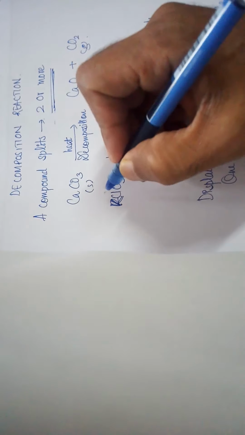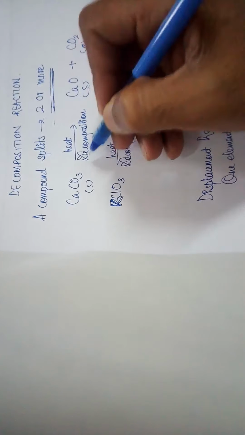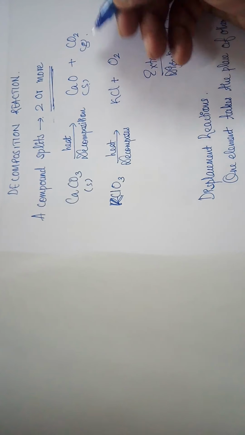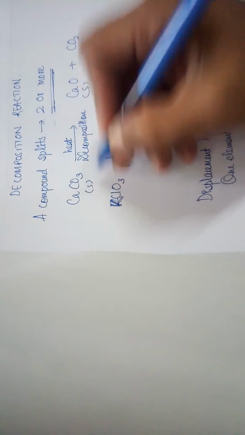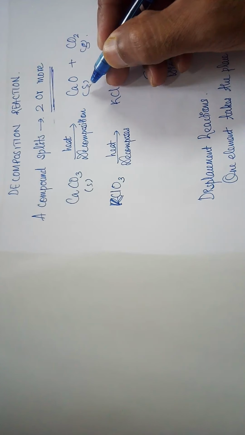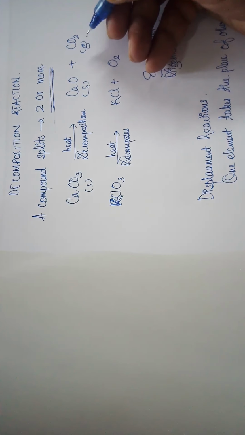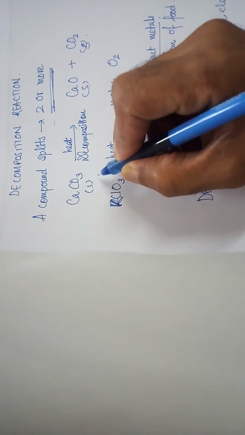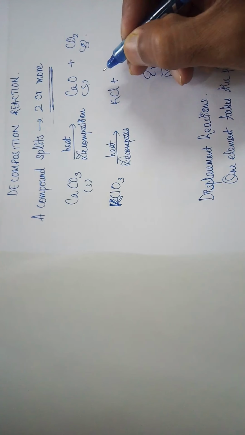Take one example: calcium carbonate, which is limestone. Limestone, when heated, decomposes into smaller substances, that is calcium oxide and carbon dioxide. Calcium carbonate is in the solid form. When heated, it becomes calcium oxide, also in the solid form, and carbon dioxide gas, which is in the gaseous form. Calcium carbonate is known as limestone and calcium oxide is known as lime. What about slaked lime? That is calcium hydroxide.